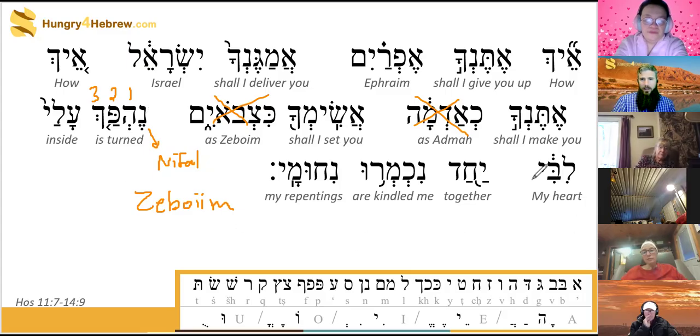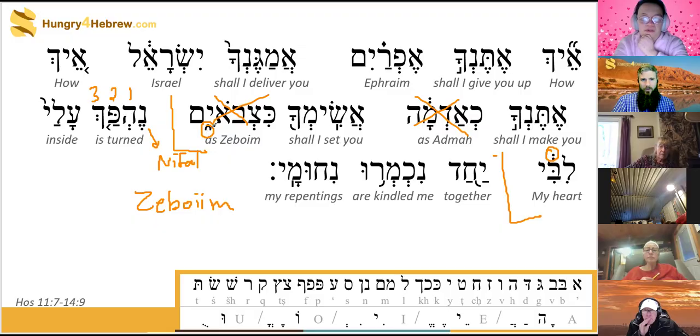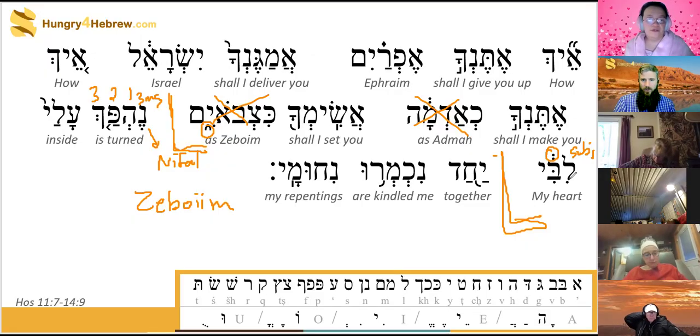Nehpach alai libi. We can see this is the beginning of a new clause, and this is the end of it because of the etnach and the katon, right? Whenever you see that, that's the end of a phrase. So that means this is all one phrase. What's the subject? Heart. My heart. So this is our subject. Our verb is nehpach, nifal, 3ms, and that agrees with my heart. Alai. My heart is turned alai, upon me.